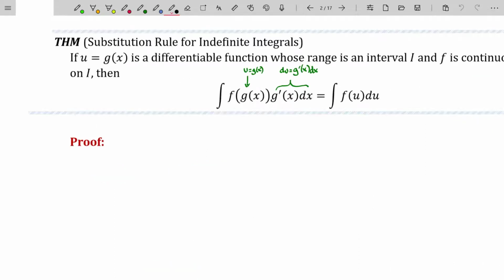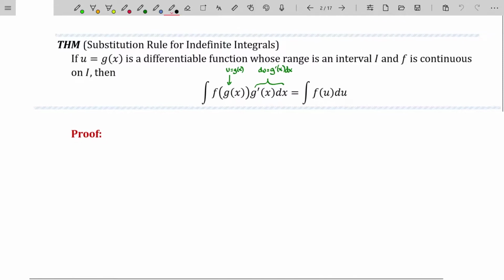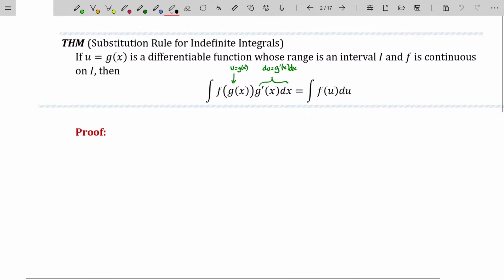Now going back to the theorem here and doing the proof, we're going to suppose the antecedent. That is, we're going to assume all this stuff I'm highlighting. I'm not going to bother rewriting it. I'm just going to assume that that's been stated. So we're going to let u equal g of x be a differentiable function whose range is an interval I, and f is continuous on I. Okay, so we start with that.